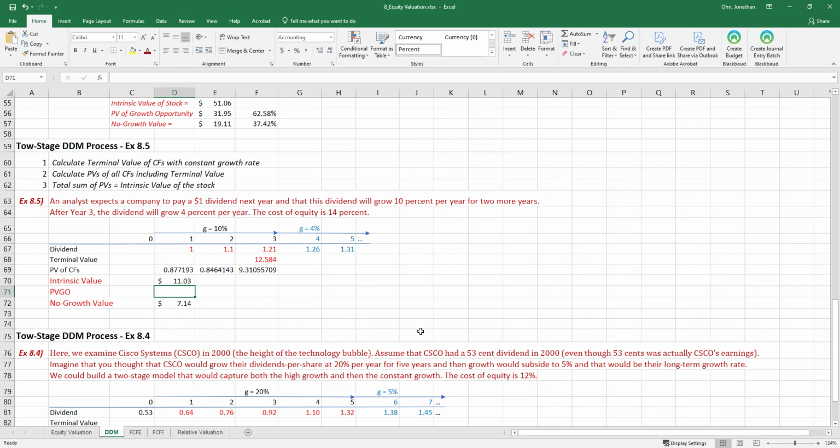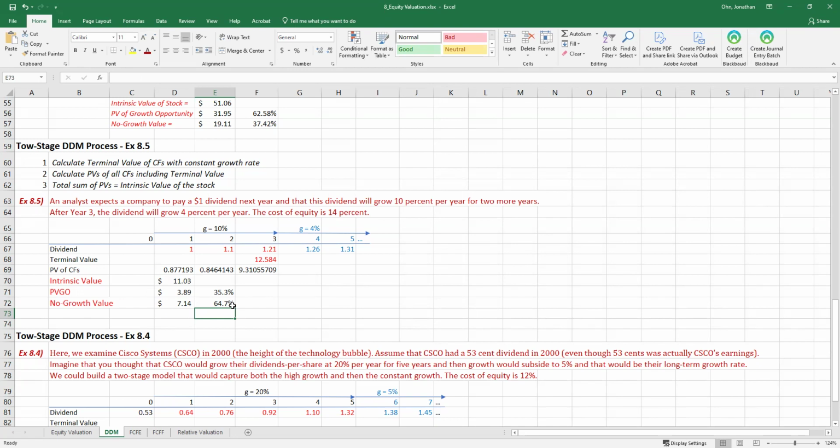Now, the present value of growth opportunity is this minus the rest. This is minus this one. It is $3.89. So let's change these two components of intrinsic value into percentages. This one divided by intrinsic value is 35%. Divided by this one here, 64%, okay, 65%. So in this case, no growth value is like 65%, and present value of growth opportunity is like 35%.